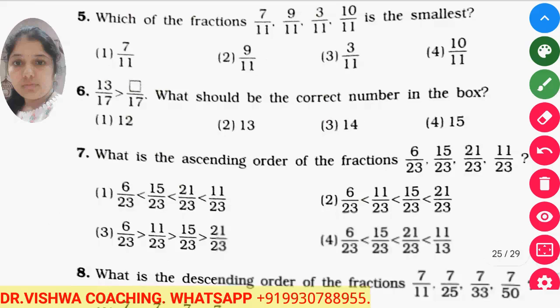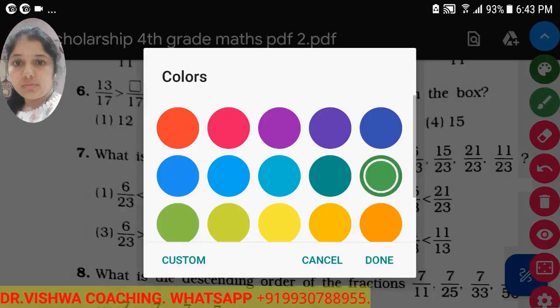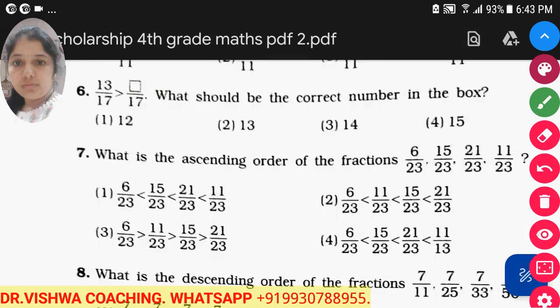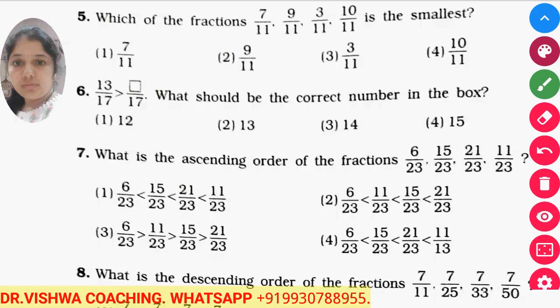Now the next question. What should be the correct number in the box given below? Now see, 13 upon 17 is shown as the greater fraction than the box upon 17. Denominators are equal, so the numerator which is greater gives the greater fraction. So the number in the box is smaller than 13. Now you check the options given below and find which number is smaller than 13. So you will get your answer. So again this is for your homework.